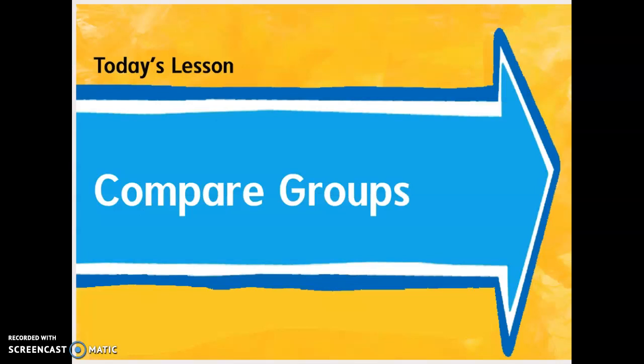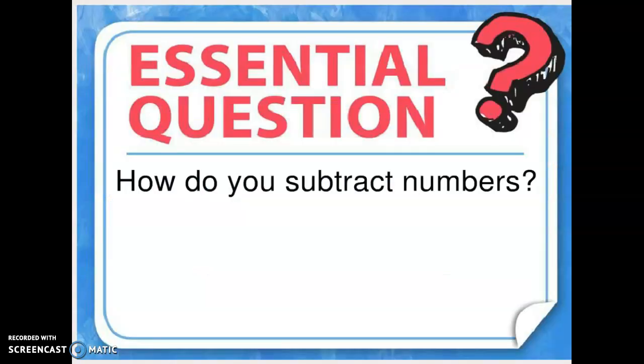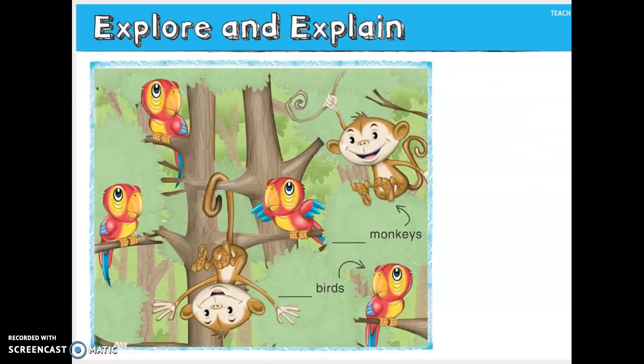Okay, so today's lesson is called Compare Groups. Our essential question is, how do you subtract numbers? Oh my, what colorful birds these are. Okay, so boys and girls, we are on page number 147, and the directions are, look at the picture, place cubes on each bird, and then place other cubes on each monkey.